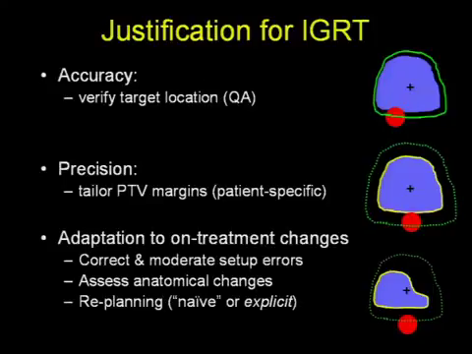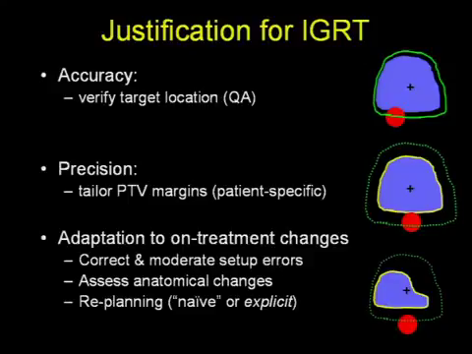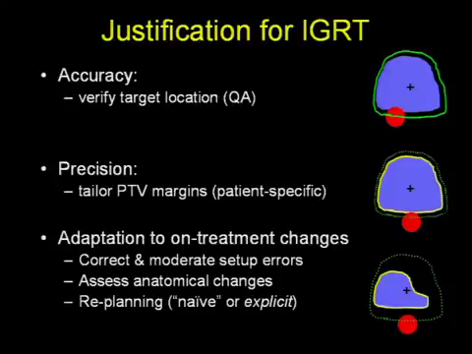Other users are analyzing their positioning data in order to find out what the specific PTV setup margins are that are required for specific treatment techniques, and may end up shrinking PTV margins, thereby reducing the irradiated volumes and maintaining high dose to the target. And finally, users are also interested in using these images to adapt radiation therapy according to the changes that they see on treatment, so that they can correct and moderate setup errors, and assess anatomical changes and address them through a more formal replanning process.